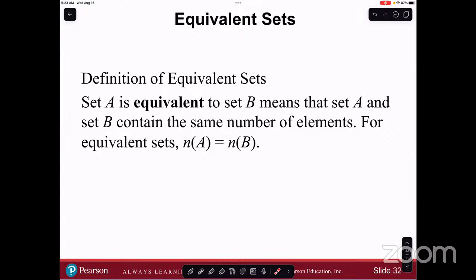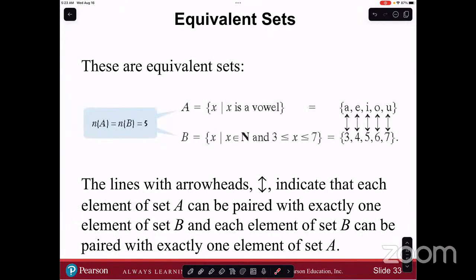So anyway, definition of equivalent sets. Set A is equivalent to set B means that sets A and B contain the same number of elements. For equivalent sets, the cardinality of A is equal to the cardinality of B, right? So we say that sets are equivalent if they have the same cardinality. These are equivalent sets. The cardinality of A equals the cardinality of B, which is 5.